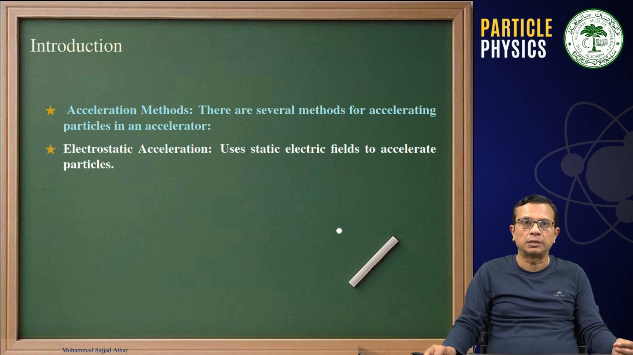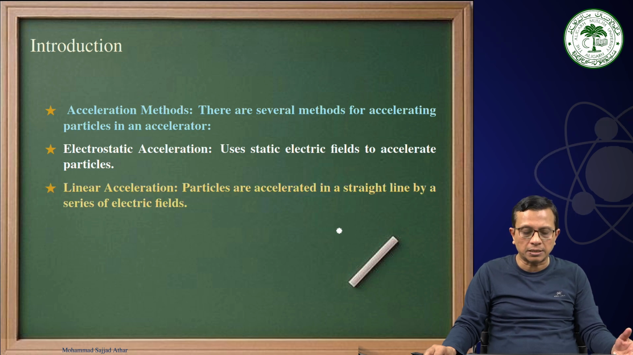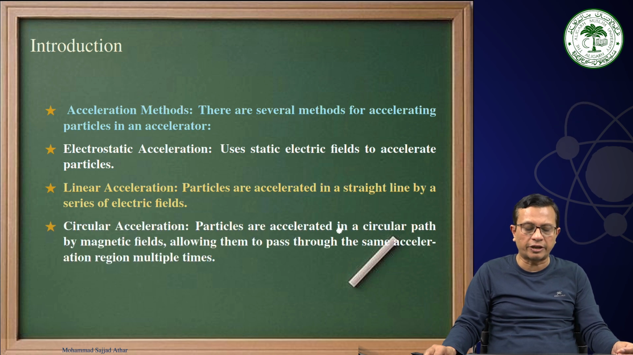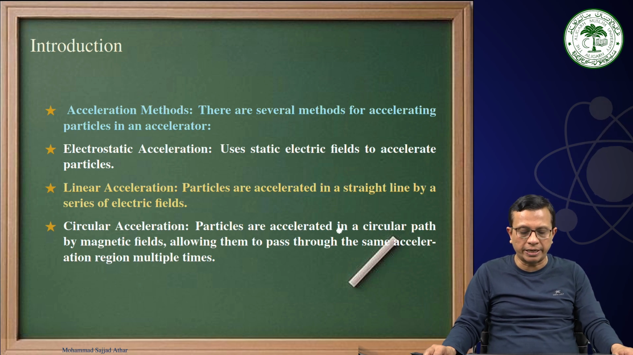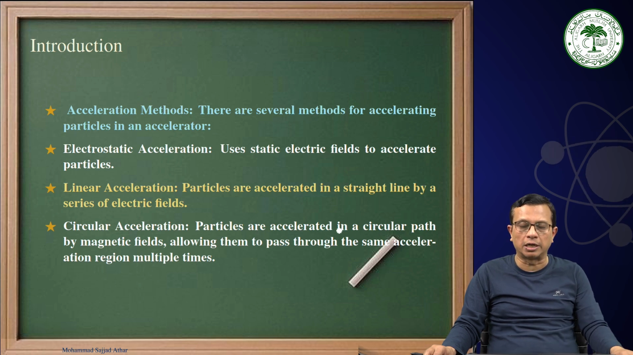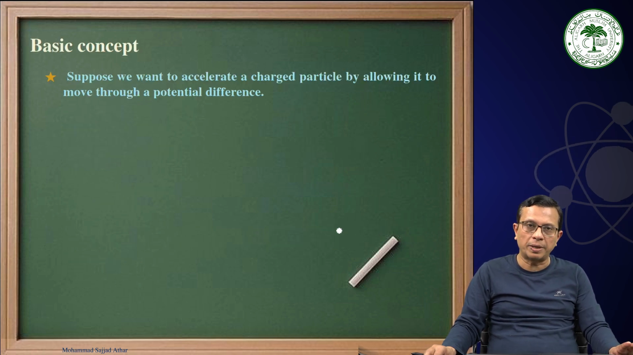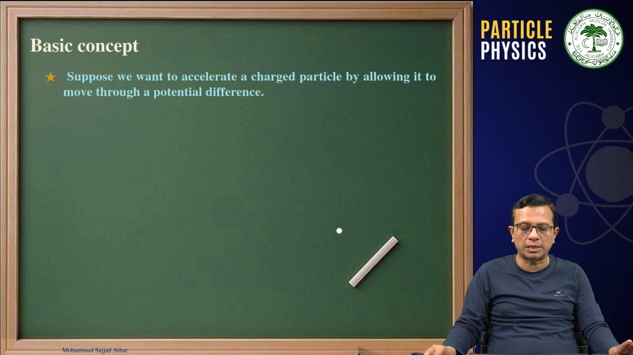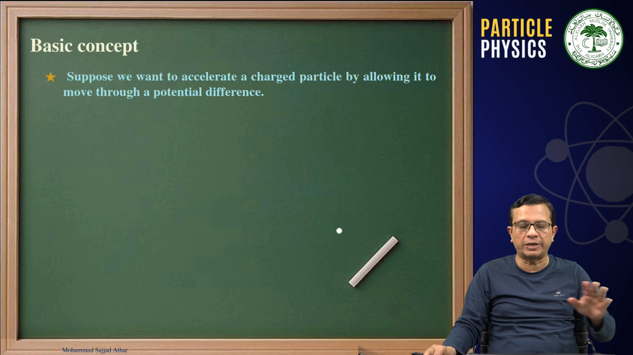There are several methods for accelerating particles in an accelerator. Electrostatic acceleration: they use static electric fields to accelerate particles. Linear accelerators: particles are accelerated in a straight line by a series of electric fields. Then you have circular acceleration. Here particles are accelerated in a circular path by applying magnetic fields, allowing them to pass through the same acceleration region multiple times. Now, the basic concept is, suppose we want to accelerate a charged particle by allowing it to move through a potential difference. I have taken a very simple case of 12th class.